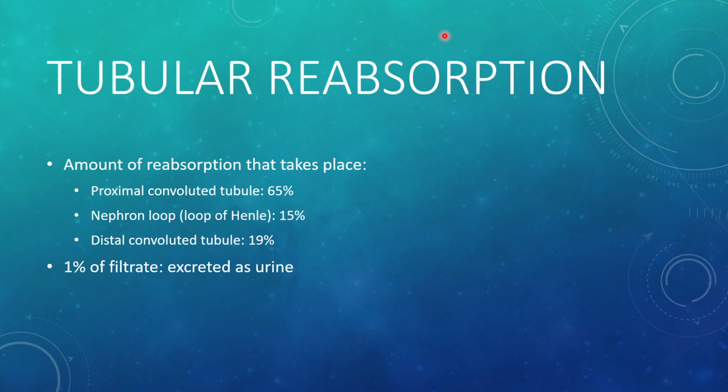The amount of reabsorption that takes place varies depending on which part of the nephron you're talking about. The proximal convoluted tubule, closest to the Bowman capsule, is responsible for the majority, about 65% of tubular reabsorption. The loop of Henle is responsible for approximately 15% of reabsorption, and the distal convoluted tubule, roughly 19% of reabsorption. That leaves about 1% to be excreted as urine. Of the roughly 180 liters, we lose about 1 to 2 liters per day as urine.